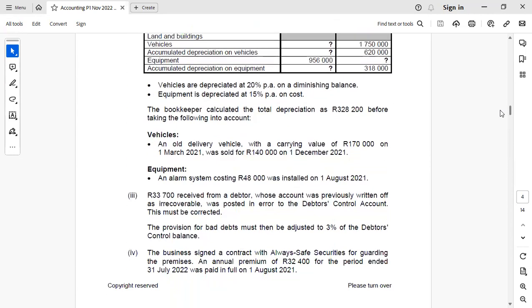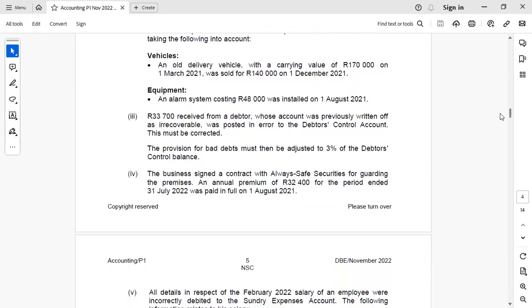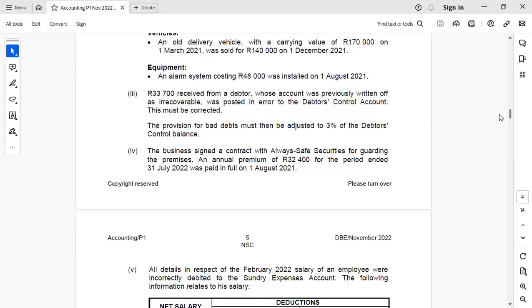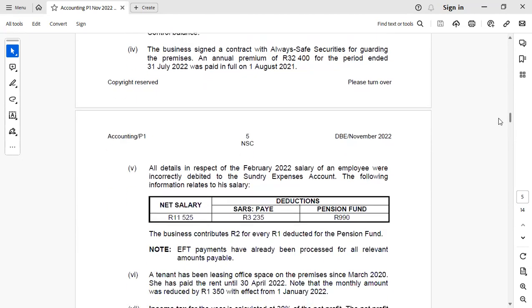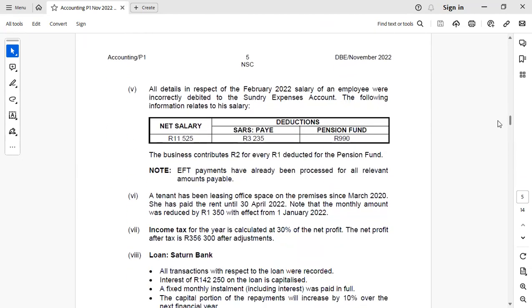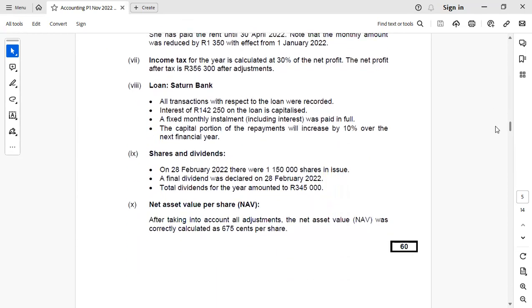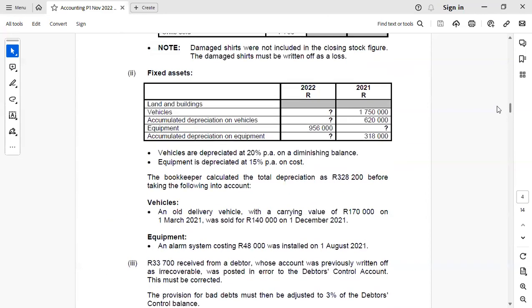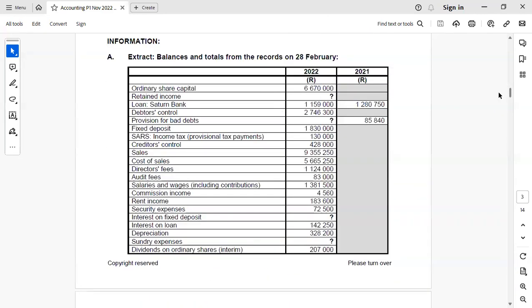Okay, let me see if there's anything I can use here. Basically, look at that number 3, Roman figure 3 there. When you check out videos on debtors, bad debts, you will notice that it's quite similar to what we did. This is salaries and wages. You check out notes on salaries and wages. This is similar to that. Guys, all of this is there in the notes.